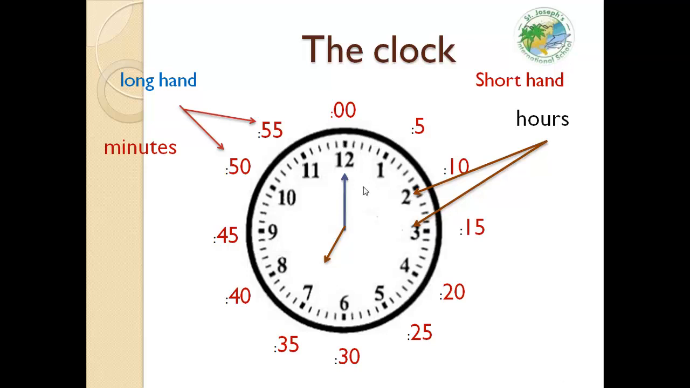Between any two numbers on the clock, there are 5 minutes. Here: 1, 2, 3, 4, 5. Count by 5. Count with me by 5: 0, 5, 10, 15, 20, 25. Every time we add 5. 30, 35, 40, 45, 50, 55. Okay?